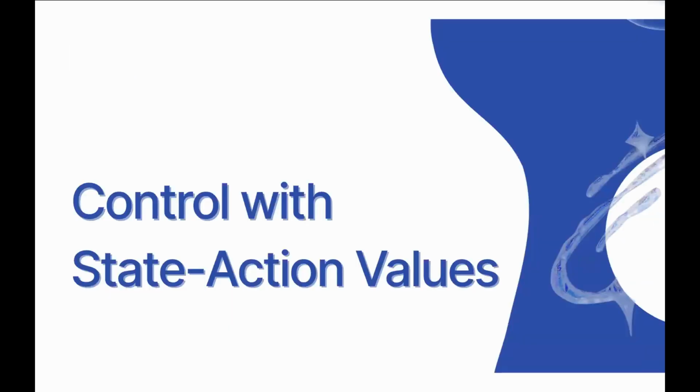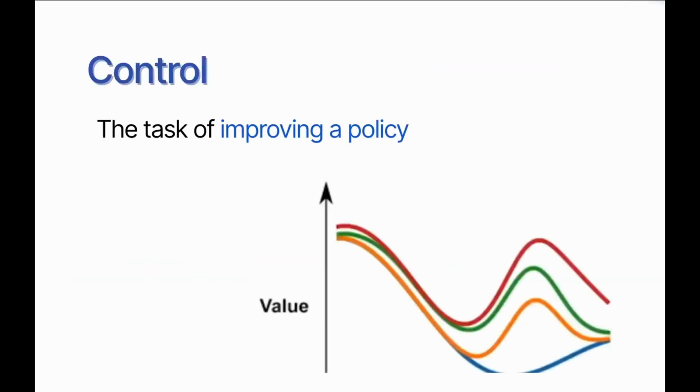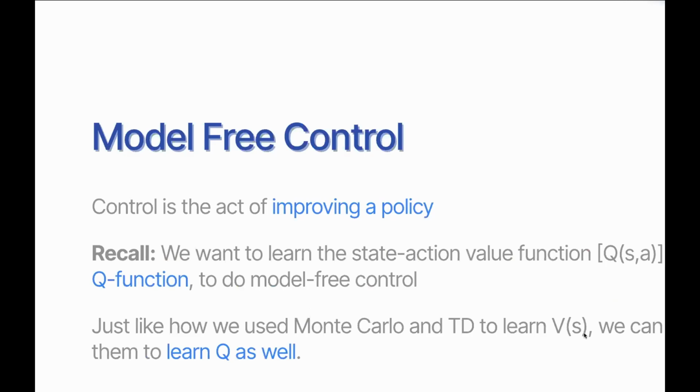So, control with state action values. This chapter is what everything's been leading up to. It's like the grand finale, the most exciting time of the year. Okay, let's go. Control is the task of improving the policy. So let's say this is the state value, and let's say these represent policies. You want to go from the blue to the orange, and I'm colorblind, I don't know what these colors are, but you want to go up. So, model-free control.